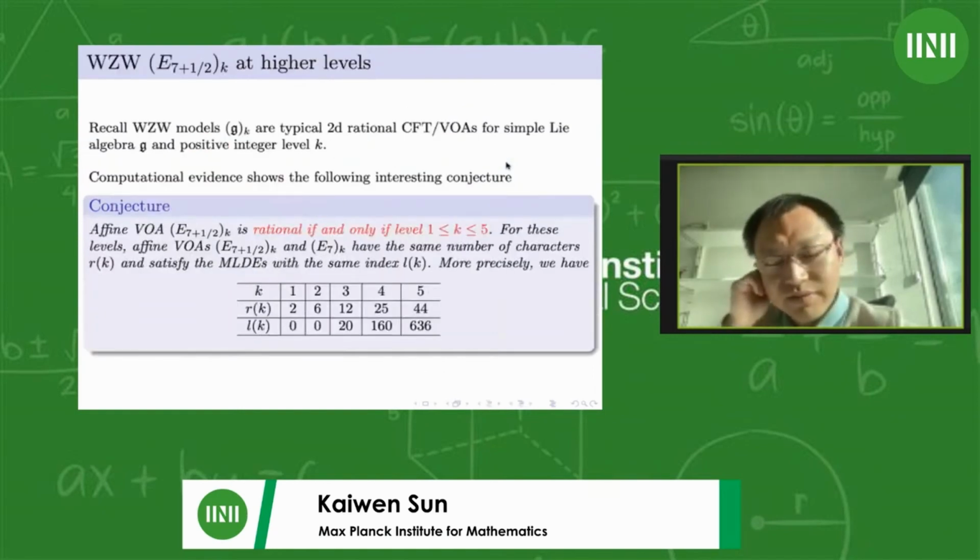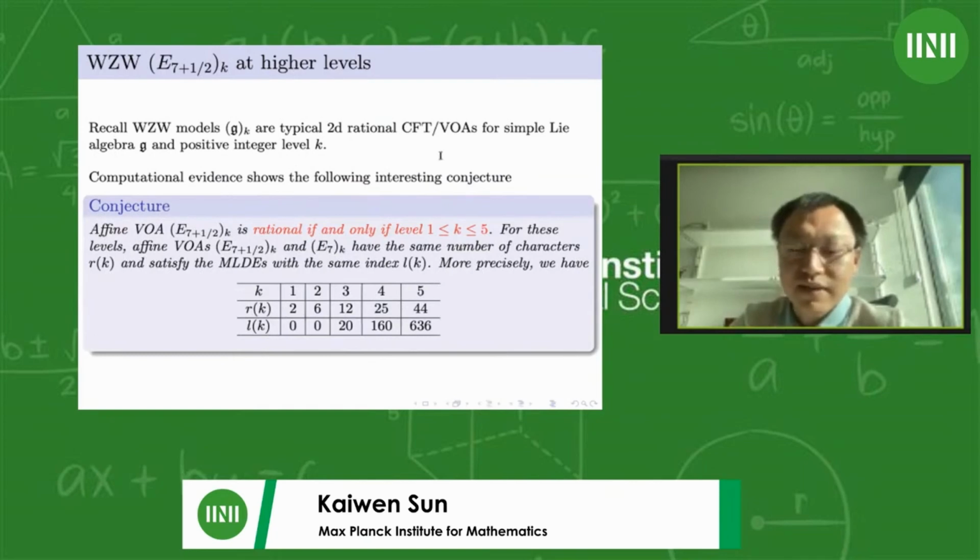So this year we even studied E7.5 at arbitrary level k, and very surprisingly we found that for simple Lie algebras, arbitrary integral level k will give you a rational CFT, but for E7.5 only for levels 1, 2, 3, 4, 5 will you have a rational CFT. For level higher than 5, that CFT cannot be rational. So this is also a very surprising finding for E7.5.